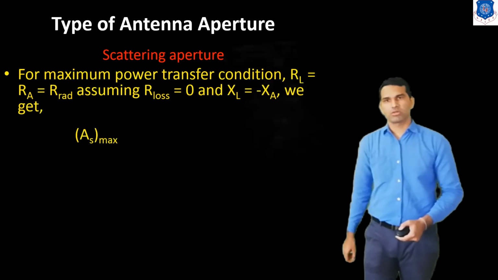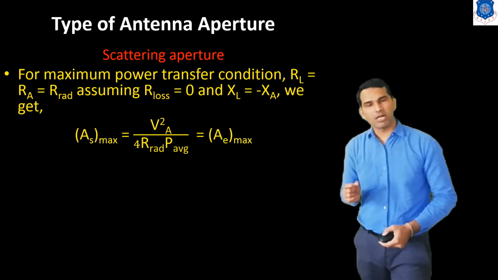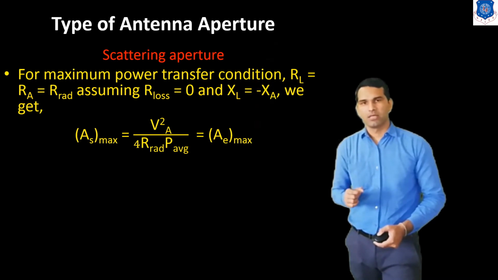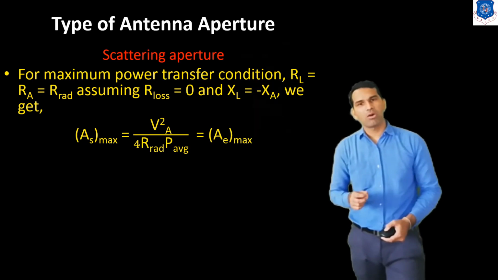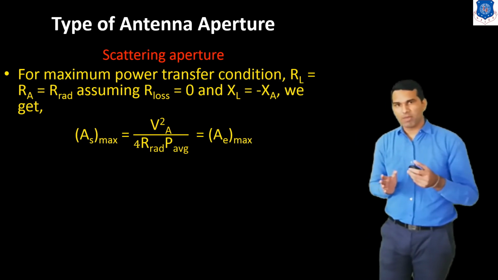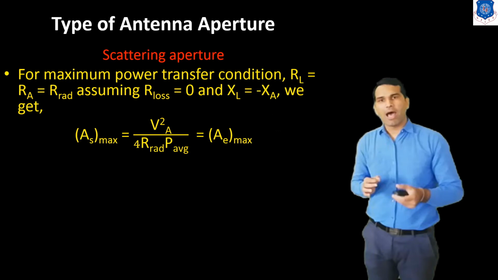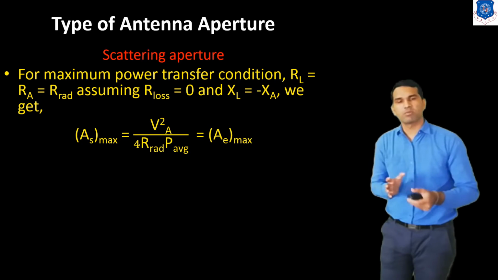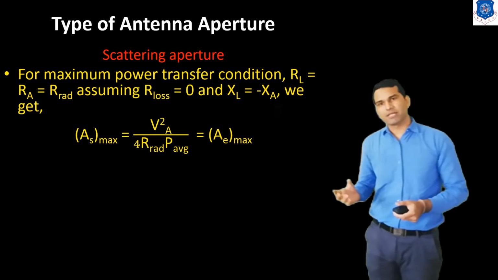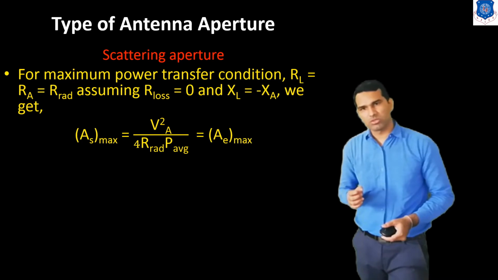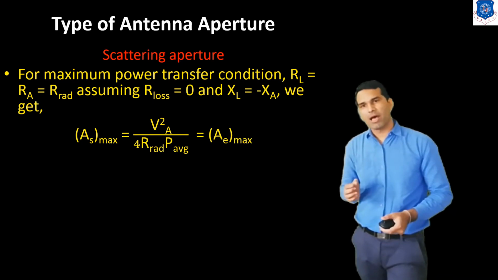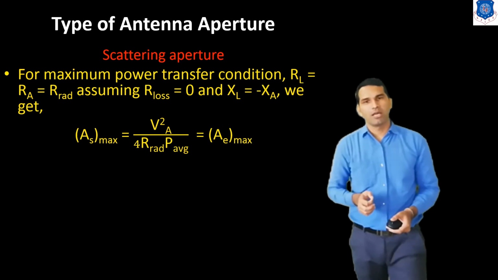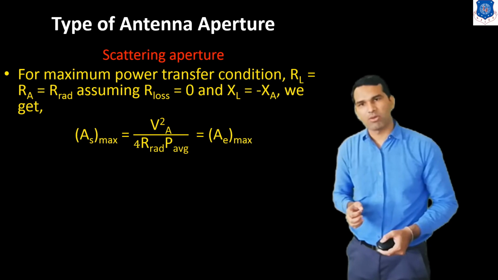For the maximum power transfer condition, RL is equal to RA, which is equal to R radiate. Here we assume R loss is equal to 0, because the maximum power is transferred when R loss is equal to 0 and XL is equal to minus XA. This is the condition for maximum power transmission. So we get the equation AS maximum equals VA square upon 4 R radiate into P average. This is nothing but the maximum effective aperture.